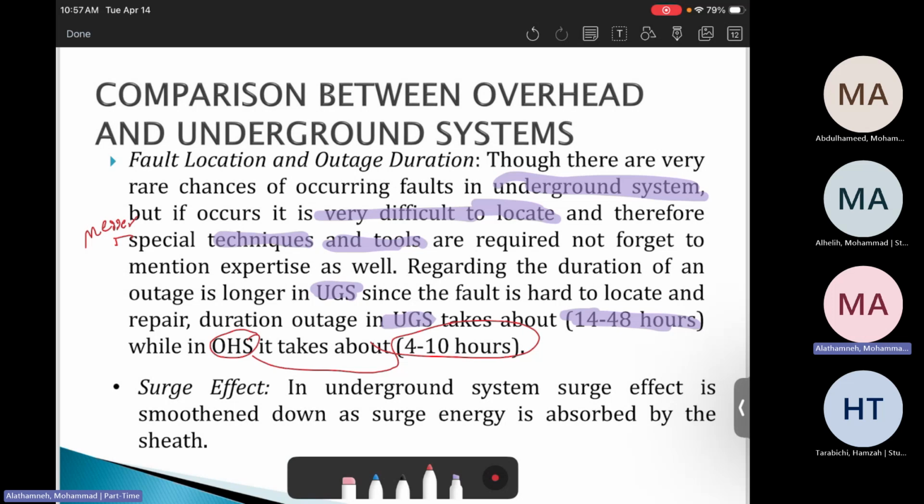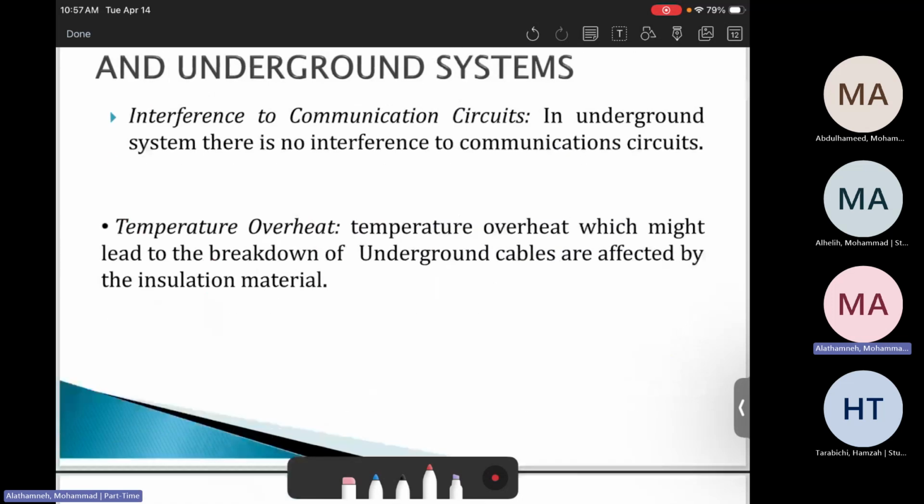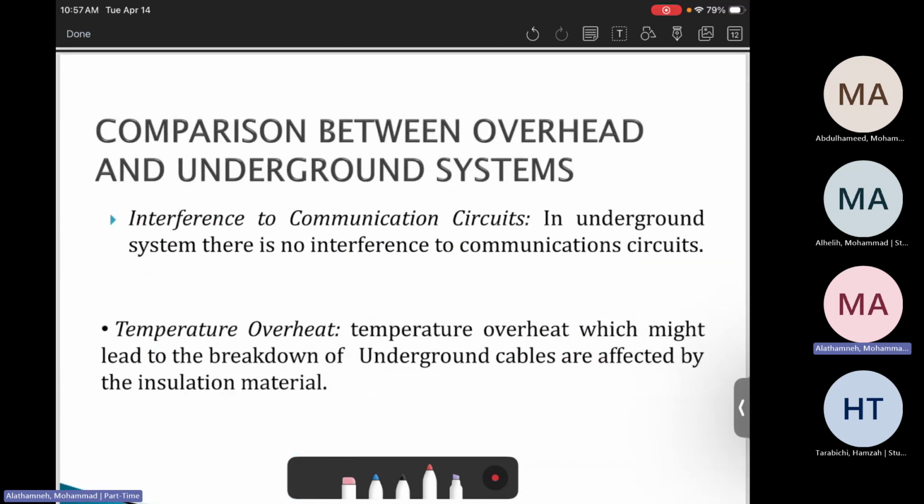Surge effect: in underground systems, the surge effect is smoothed down, with the energy absorbed by the sheath. The other thing is interference to communication circuits. In underground systems, there is no interference with communication circuits, while in overhead systems there can be some interference in communication, especially when they are overhead.